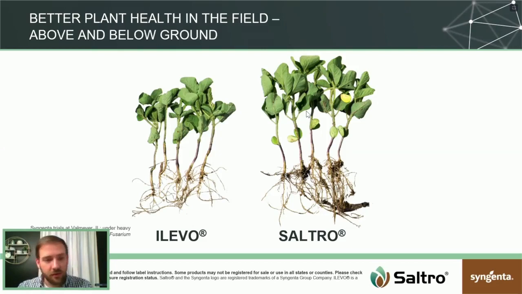And so these were about 30 days after planting in extremely high SDS environments, with extremely high soybean cyst nematode pressure in this field as well. And you can see the difference that Saltro is bringing in terms of protection, in terms of crop health, as compared to what has been the only product on the marketplace, a product that growers have been pretty happy with in Olivo.